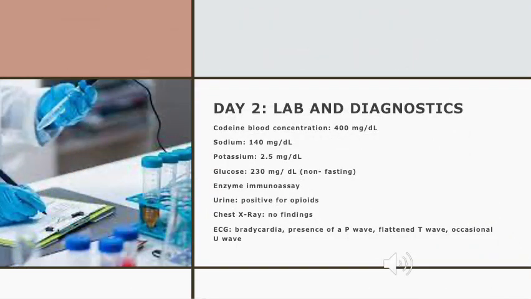Day 2, lab and diagnostics. Codeine blood concentration 400 milligrams per deciliter, sodium 140, potassium 2.5, glucose 230, non-fasting, enzyme immunoassay, urine positive for opioids, chest x-ray, no findings, ECG, bradycardia, presence of a P wave, flattened T wave, occasional U wave.